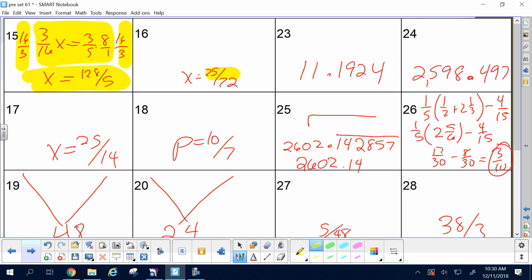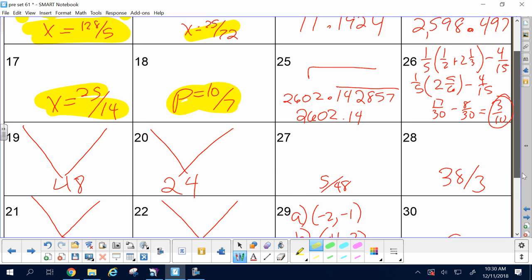Same deal on 16. I believe you're cross multiplying. And then algebra, x is 25/72. 17, you're using good algebra, x is 25/14. 18, p is 10/7, or 1 3/7.